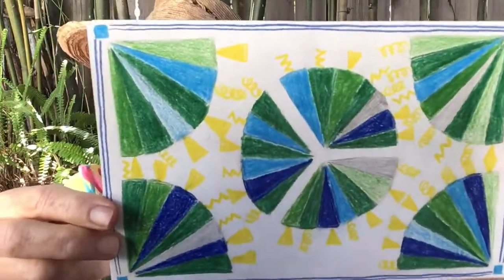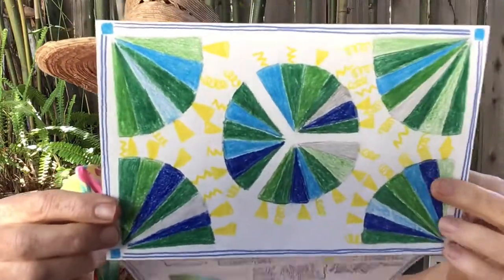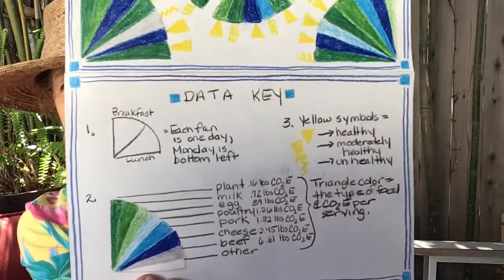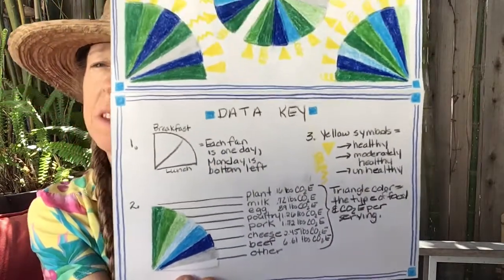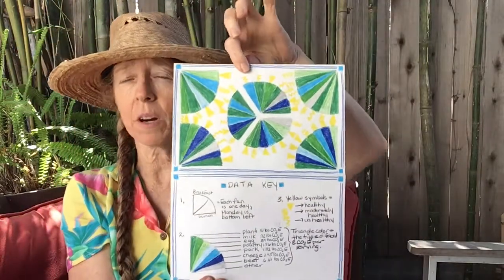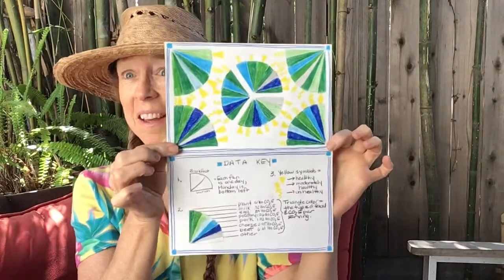And did I mention that you're going to frame both your artwork and the data key? So it's a nice finished piece of work, even though it's data. So the last thing we're going to think about is we're going to analyze the data. We're going to look at what we drew, what you ended up with, and think about what it tells you.